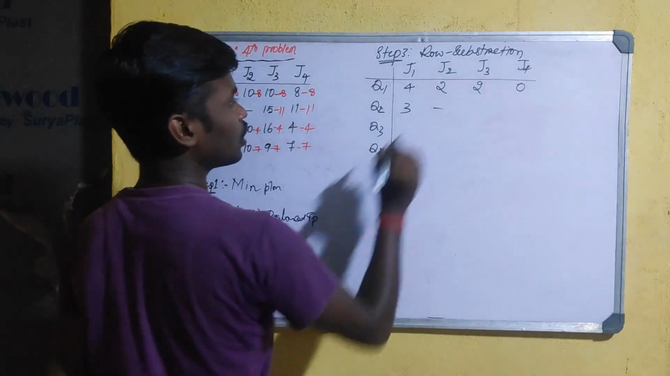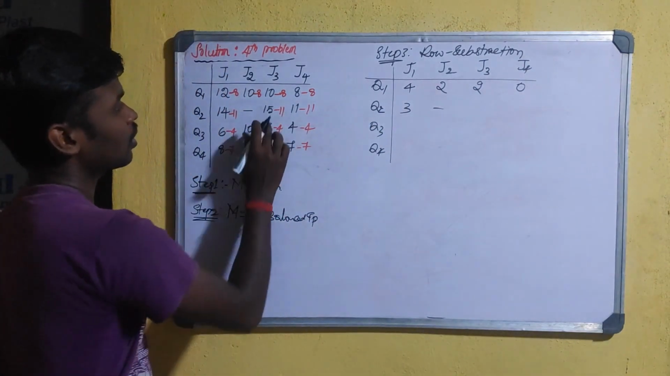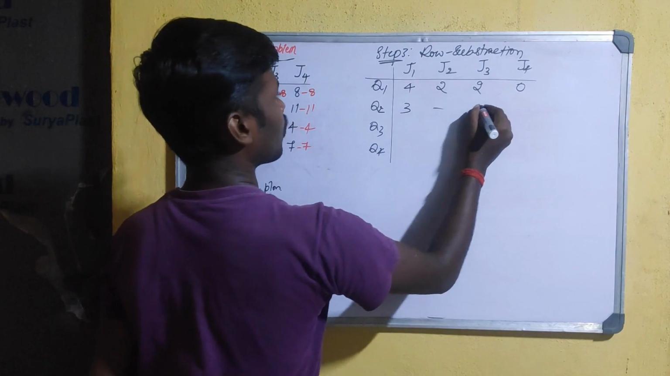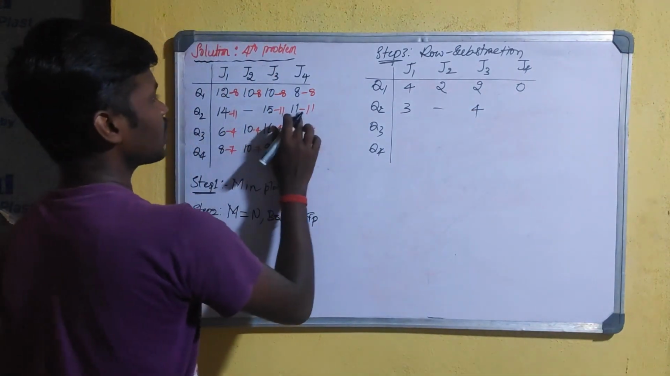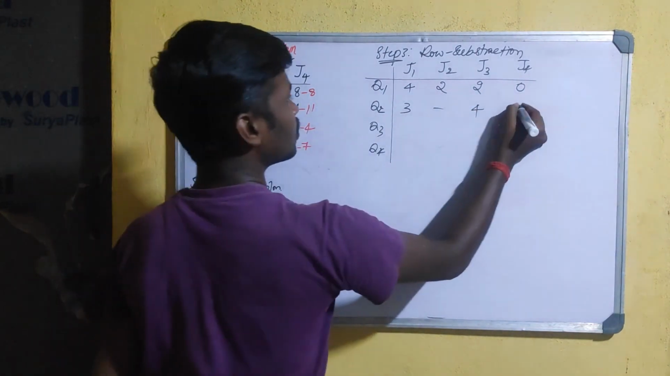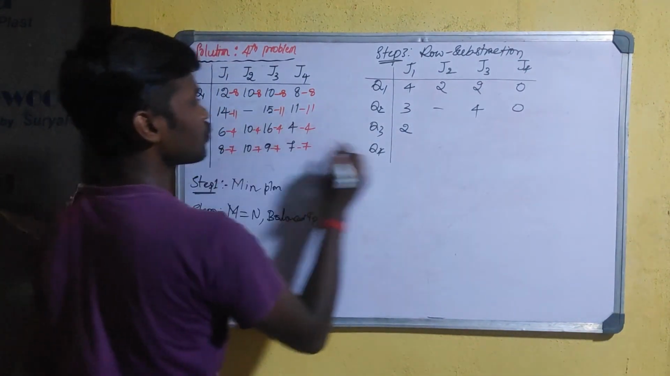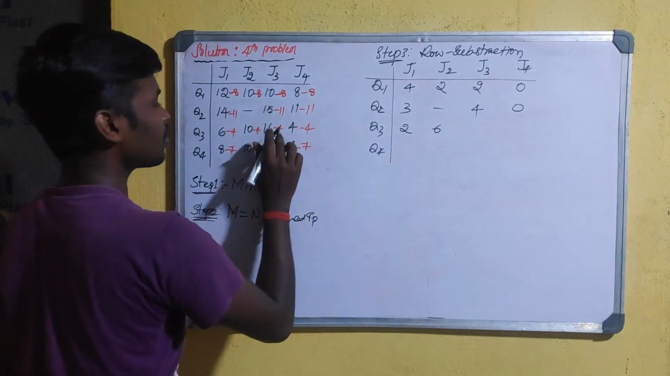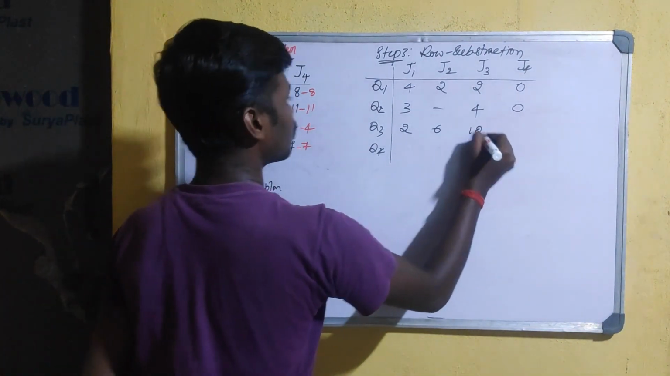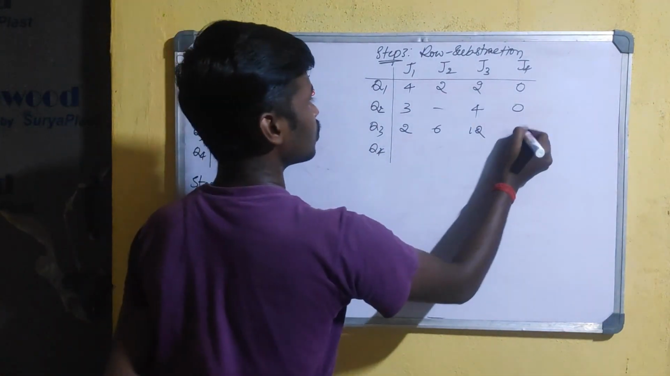Next, we have to ignore this cell. Okay, next 15 minus 11, 4. Next, 11 minus 11, 0. Next, 6 minus 4, 2. 10 minus 4, 6. 16 minus 4, 12. Next, 4 minus 4, 0.